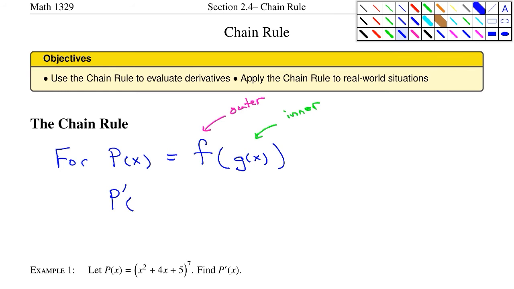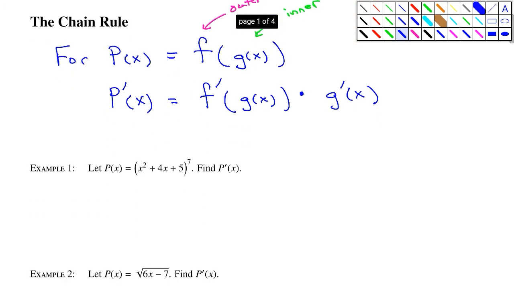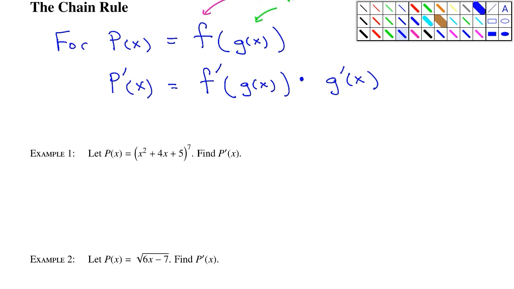Well, the derivative, p prime of x, is equal to f prime evaluated at g of x times g prime of x. So it's f prime of g of x times g prime of x. So it's the derivative of the outer function evaluated at the inside function, then times the derivative of the inside function. Let's do some examples. I'm going to do example number 1 sort of the long way, and then I'll walk you through how we think about it in the short way.